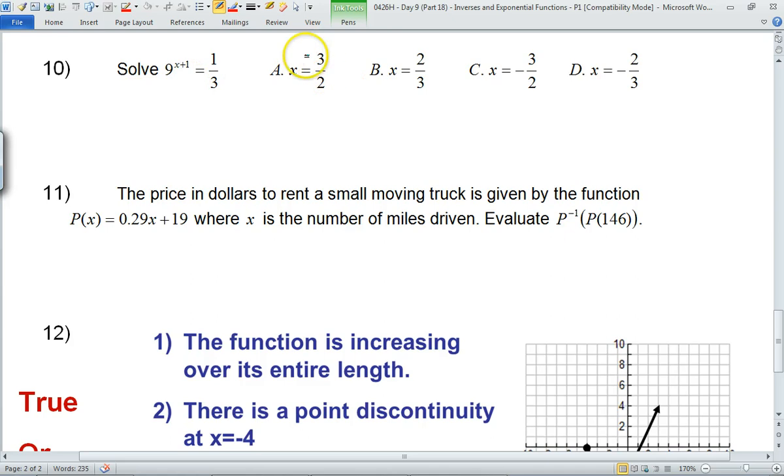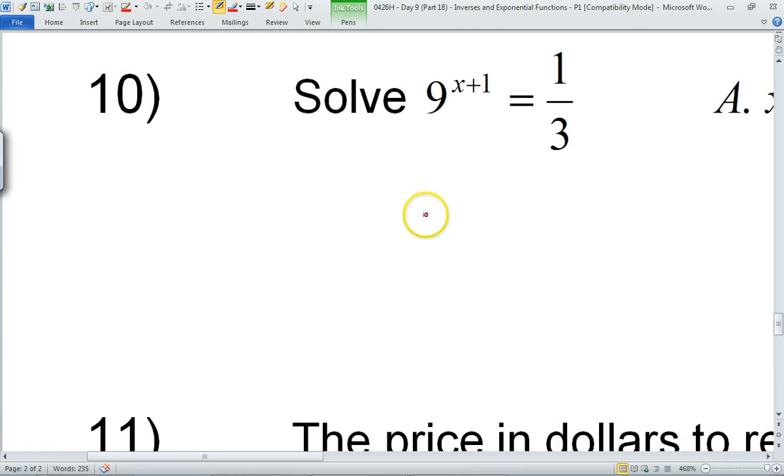Let's solve this properly. Yes, I could plug each of these values in and find the answer, but let's do it the right way. I need to write both of these numbers as the same base. What base can both of these be turned into? 3. They can both be base 3, can't they? So how can I write 9 as a base 3? I can write that as 3 squared.